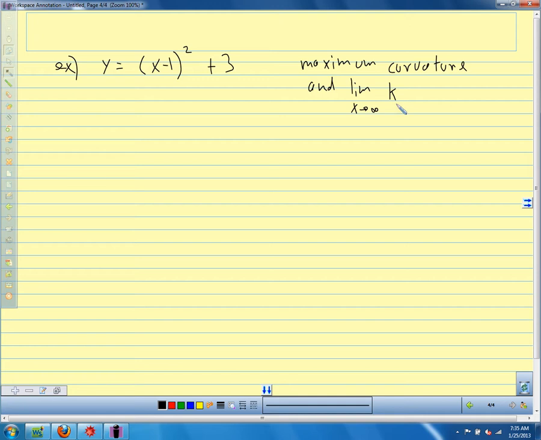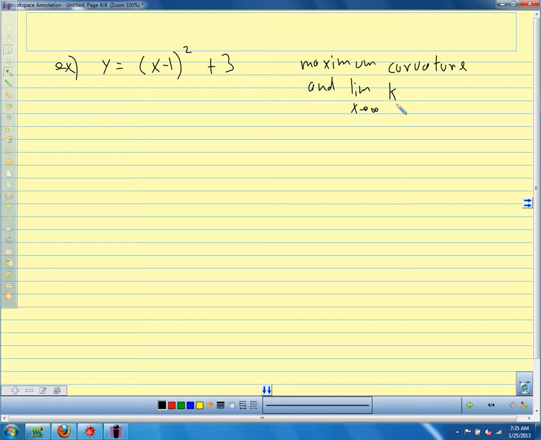At the vertex. Intuitively we would think that the curvature is going to be maximum at the vertex. So that could guide you if you came up with a point that wasn't the vertex, that maybe you've done something wrong. What would you guess intuitively what the limit as x approaches infinity of the curvature of a parabola would be? 0. It gets flatter and flatter and flatter. It's less and less and less curved. So that intuitively could guide you through the problem.